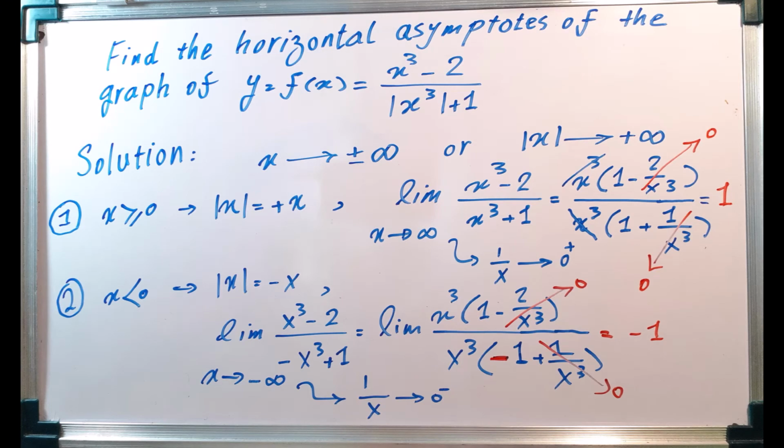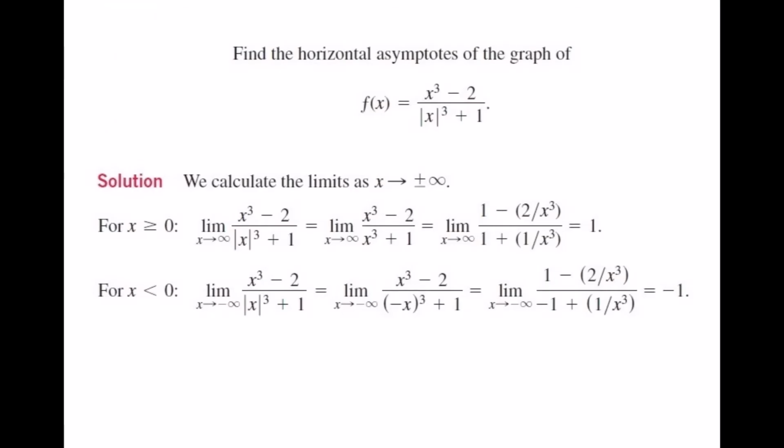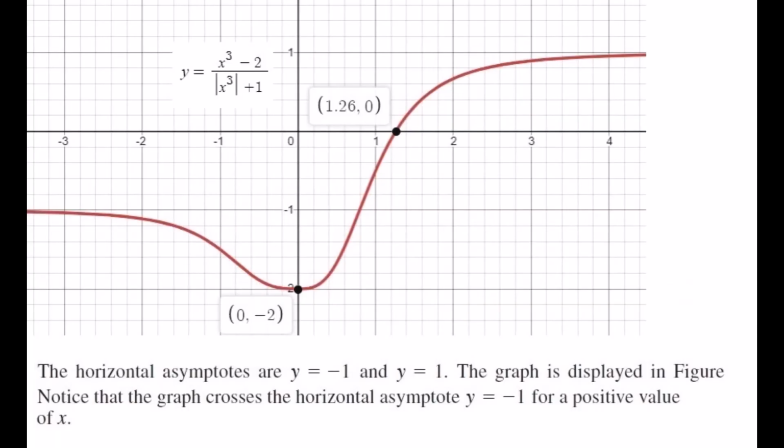Okay. The horizontal asymptotes are y equals minus 1 and y equals 1. The graph is displayed in this figure. Notice that the graph crosses the horizontal asymptote y equals minus 1 for a positive value of x.